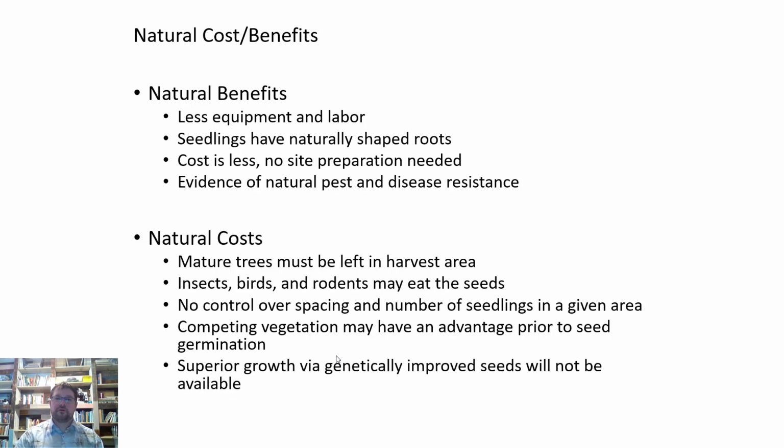The other main natural cost is that you do not get the superior growth rates that you do with artificial seeds. Artificial seeds, for the most part, have been selected for higher growth rates than naturally occurring seeds. And so that component means that you have more time to harvest when seeding naturally.